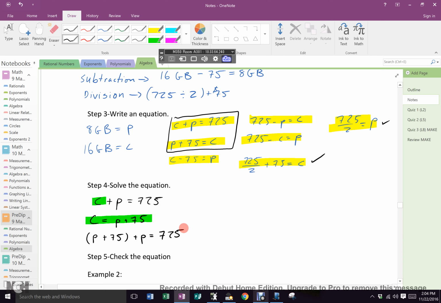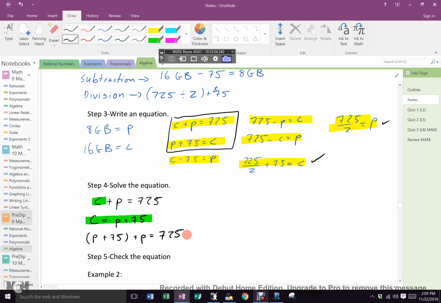Yeah. So even though I had two variables, was I still able to solve it? Yeah. Why? Because P plus 75 is basically C. Because you put the information in terms of one variable. Yes. Everybody with me? Yeah. Now Jack has already told us it's 325 and 400, right? Well, let's check.